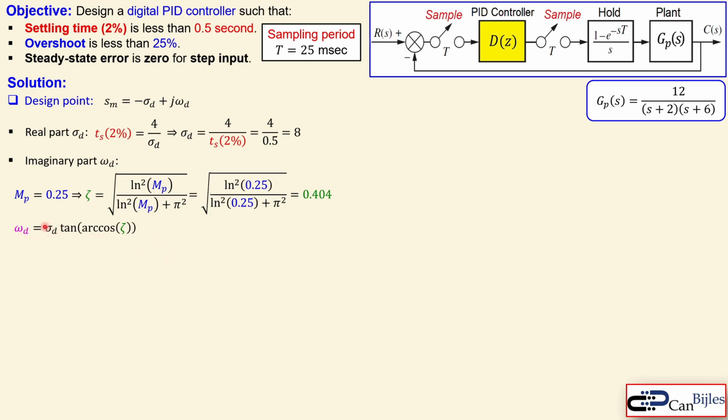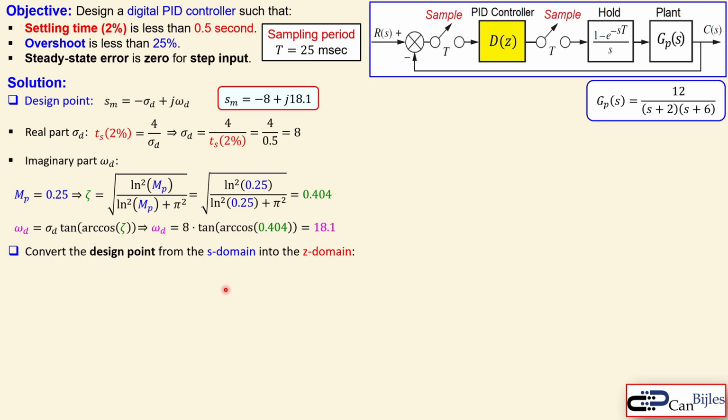You can see that sigma d is in here and the tangent of an angle which is determined by the arc cosine of this damping ratio zeta. Now when you substitute the value in here, which is 8 for sigma d, times the tangent of the arc cosine of this 0.404, you will get 18.5 radians per second. Again, sigma d and omega d have the units radians per second. Now our design point in the S domain is done. We have now our design point.